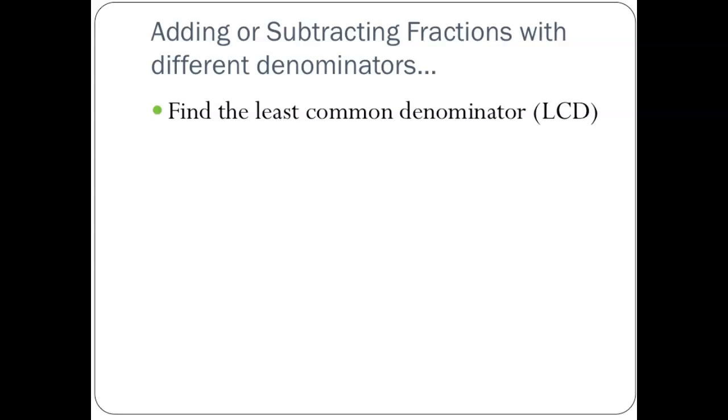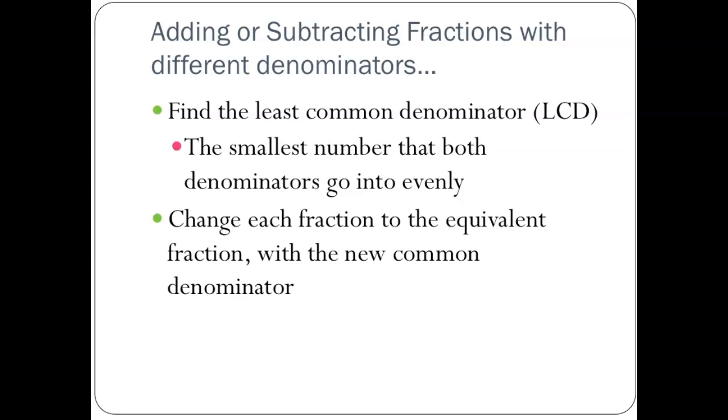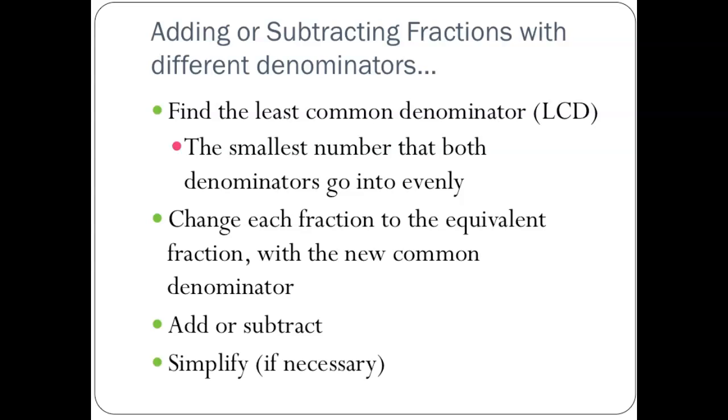So once you have that least common denominator, then you can change each fraction to an equivalent fraction with the new common denominator. That way, your fractions now have the same denominator, and then you can do the same process as before. Add or subtract the numerators, keep the denominators, and then simplify if necessary.